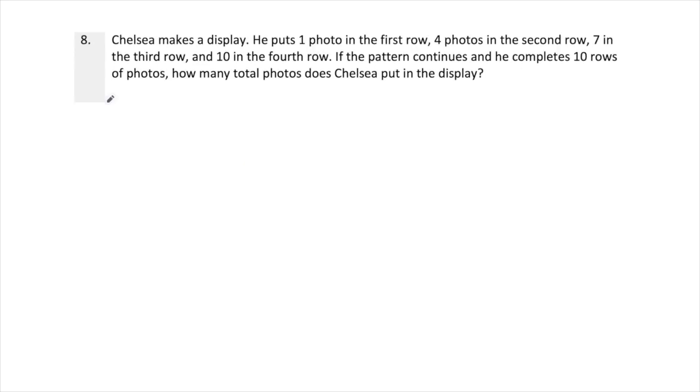For this problem, we have to figure out the total number of photos in the display. We know that he puts 1 photo in the first row, 4 photos in the second row, 7 photos in the third row, and 10 in the fourth row. We can make a table to help us solve this problem. So we have the row and the photos.